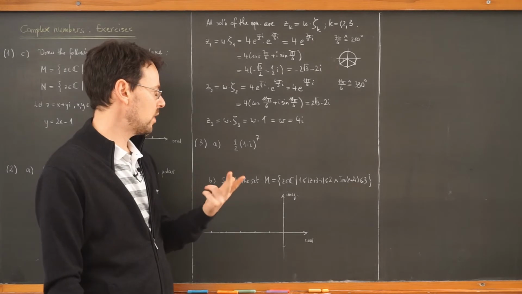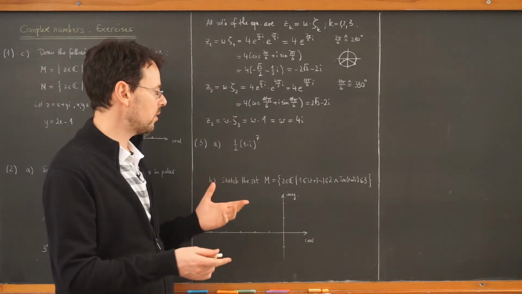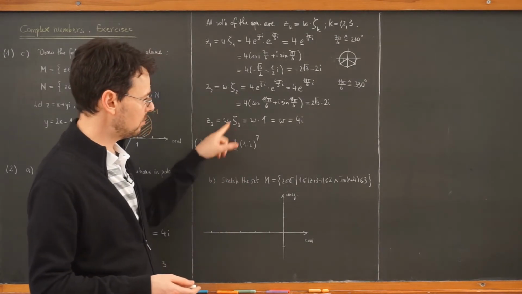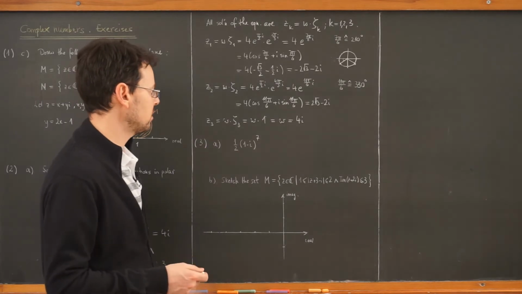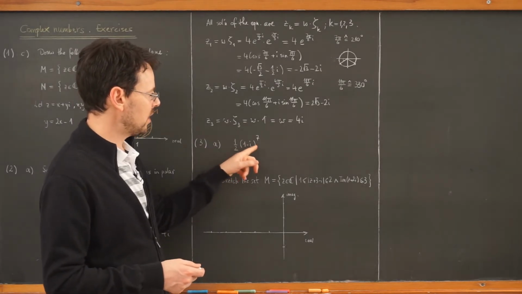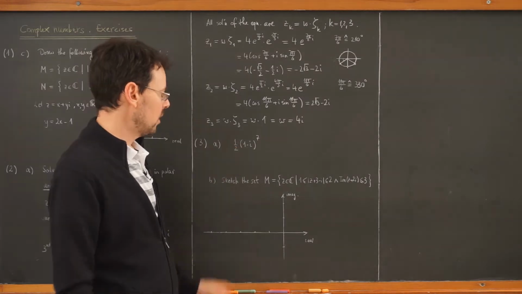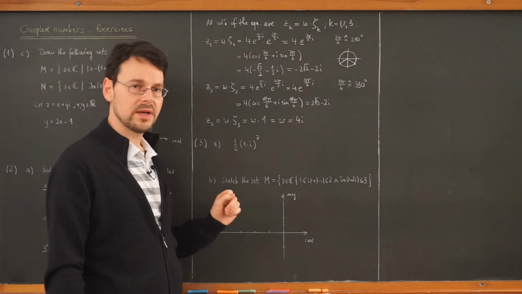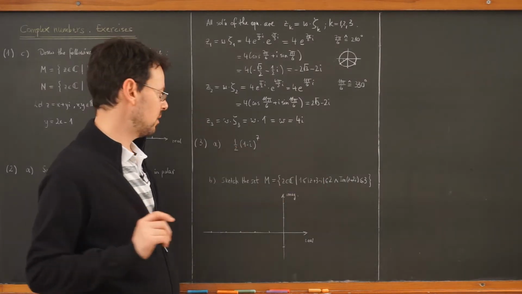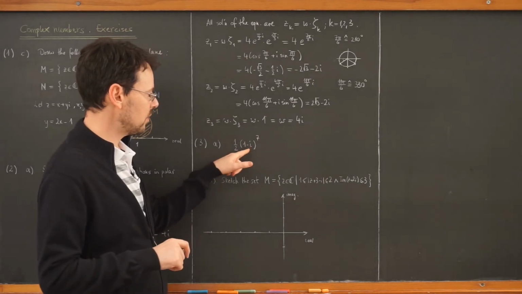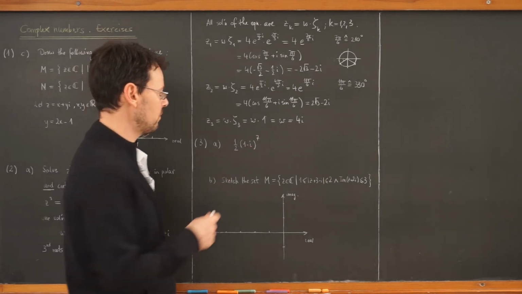You were given 3 complex numbers and should draw them in the complex plane. I picked out this one. This is the hardest one: 1 minus i to the 7th power. And of course you do not want to use the binomial theorem to expand this bad boy, but the easiest way would be to write this in polar form.